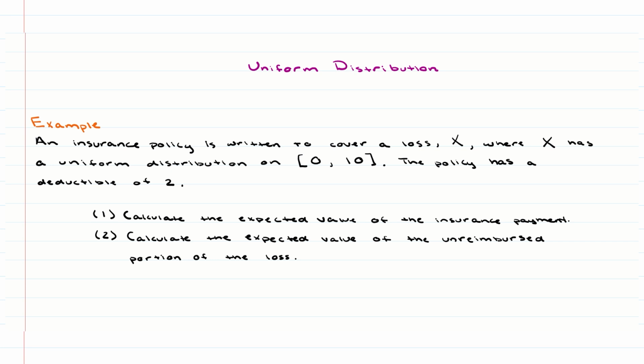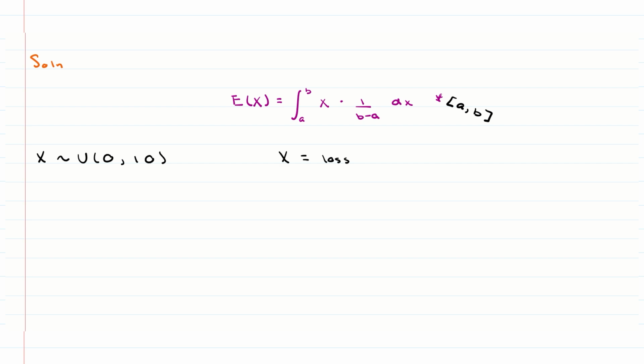So let's start to work on this. Because we're being asked to find expected values, let's review the expected value formula for uniform distribution. It says the expectation of X equals the integral from A to B, where A and B are points in our interval, of X times 1 over B minus A dx. Now let's take inventory of what we were given in our example. We were given an X with uniform distribution on the interval 0 to 10. We were also told that X represents loss. And lastly, we were given a deductible of 2.